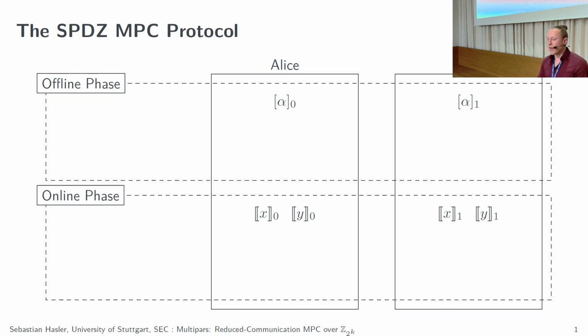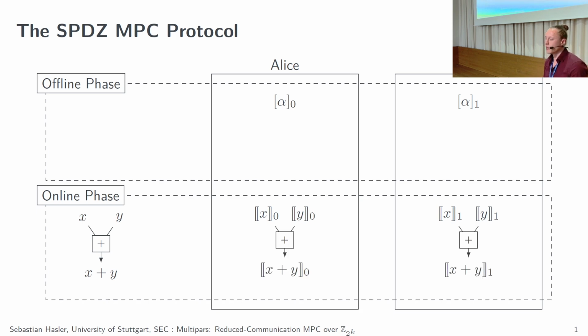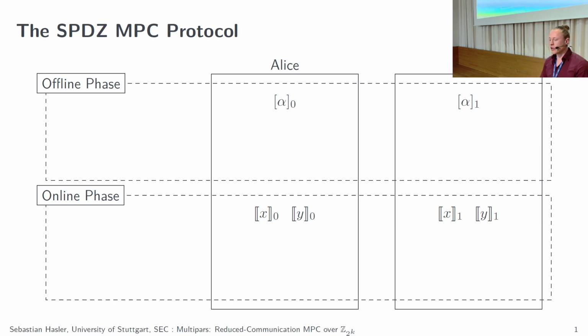And now let's say we want to, for instance, compute an addition gate, X plus Y. So we somehow need authenticated shares of X plus Y. This is very easy. The parties can just locally add up their shares. So this is nothing new, I think. It gets more difficult when we want to compute a multiplication gate, X times Y, because we cannot simply locally multiply our shares.